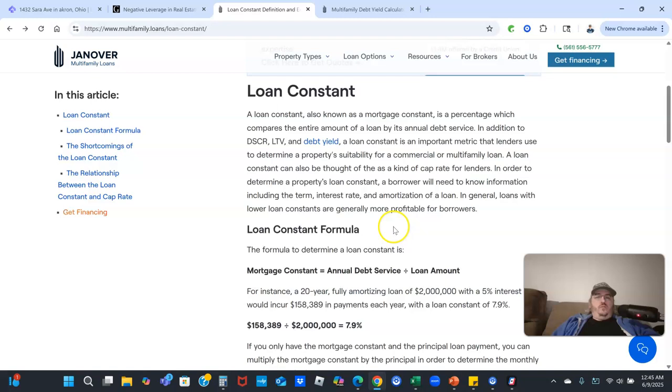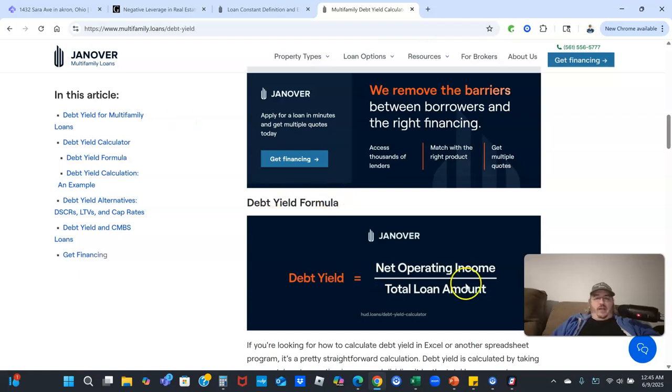One of the things I wanted to point out is your loan constant is not the same as debt yield. I don't know why, but I feel like this is confused quite often. They actually have a description of debt yield as well, which is just your net operating income divided by your total loan amount. This is a number that banks like to use a lot more because it shows them the safety of their loan.